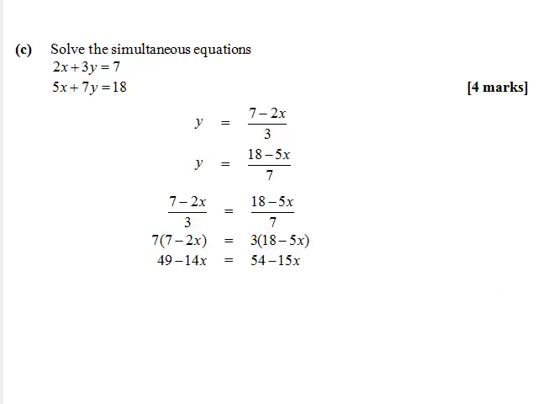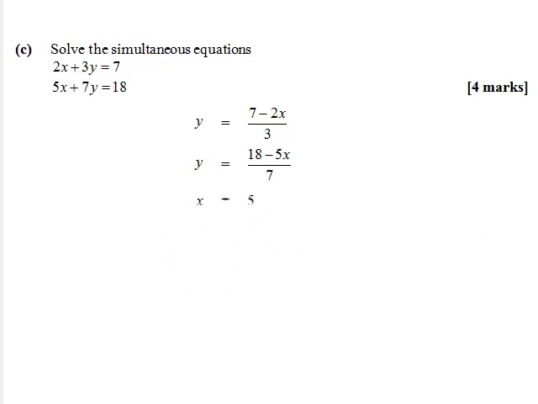Let's take all the x's to the left hand side and the constant terms to the right hand side. So 15x minus 14x, which is obviously x. 54 minus 49 is 5, so x equals 5. X equals 5. If I put that into 7 minus 2x over 3 from there, that becomes 7 minus 10. X is 5, 2x is obviously 10. 7 minus 10 over 3, that becomes minus 3 over 3, so y is equal to minus 1.